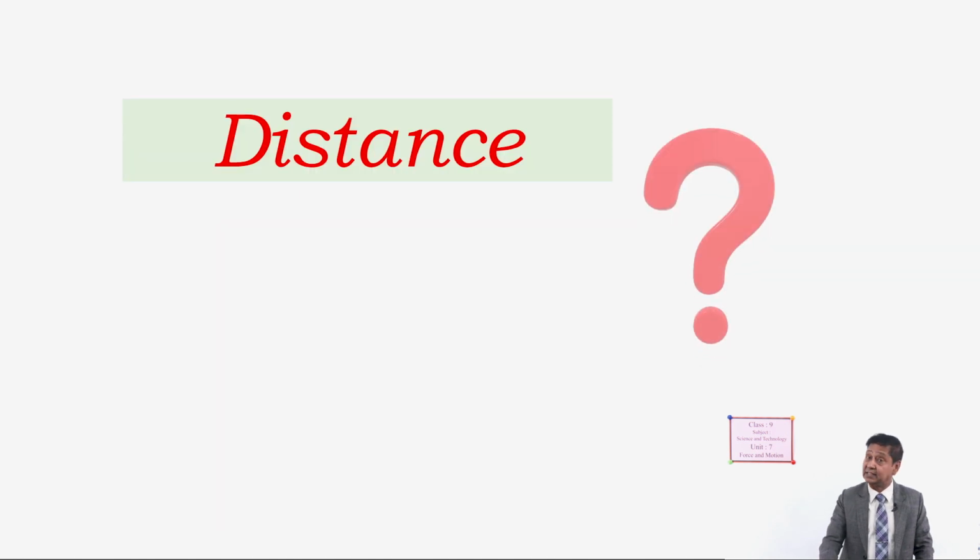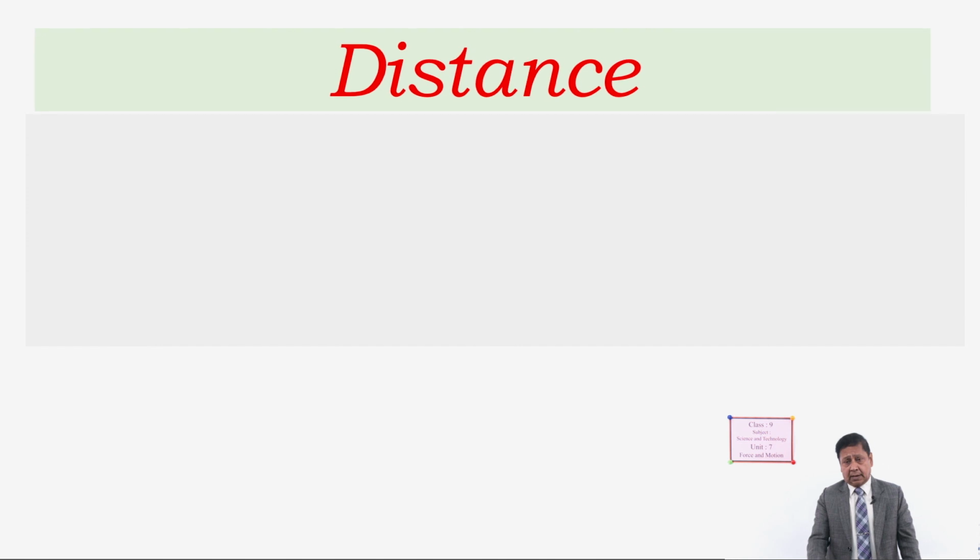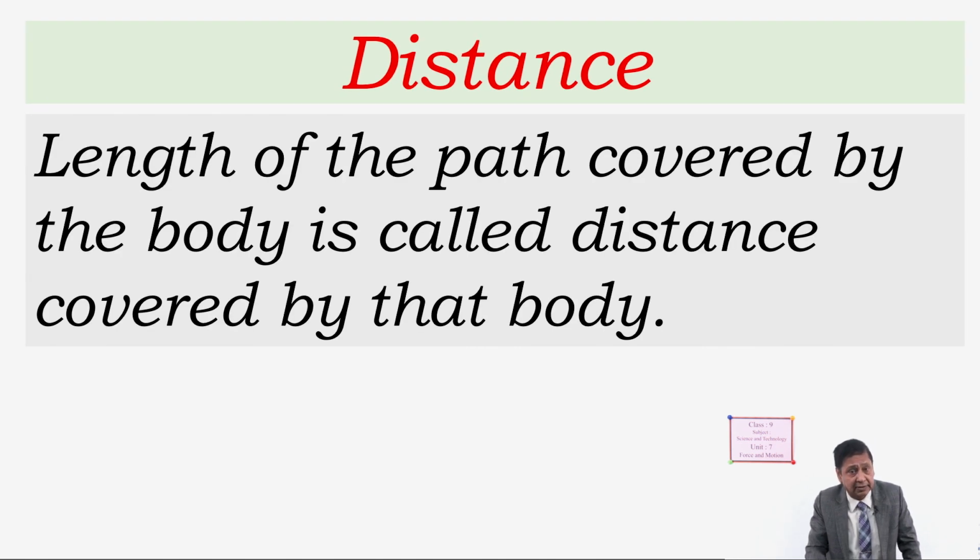Let's start with distance. What is it exactly? The length of the path covered by the body is called the distance covered by that body. Whether the length is covered in positive direction, negative direction, or circular, or whatever it is, the total length covered by a body represents the distance covered by that body. It is denoted by small d. The symbol for distance is small d and its SI unit is meter. Okay, this is the definition of distance.